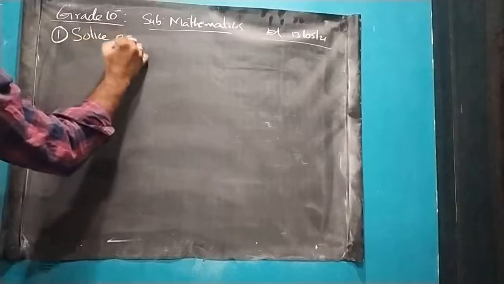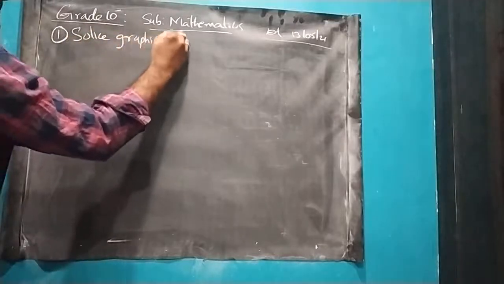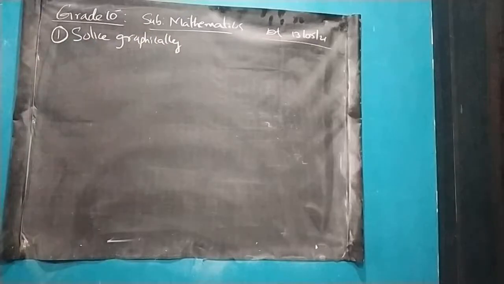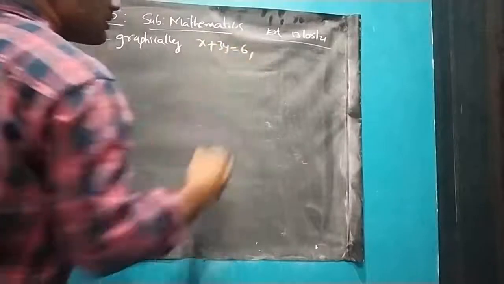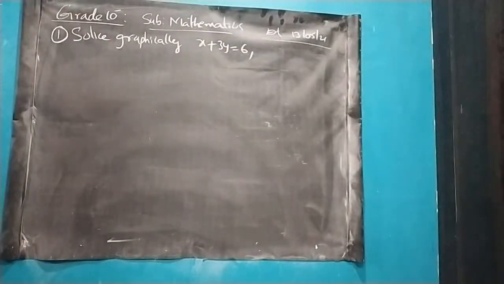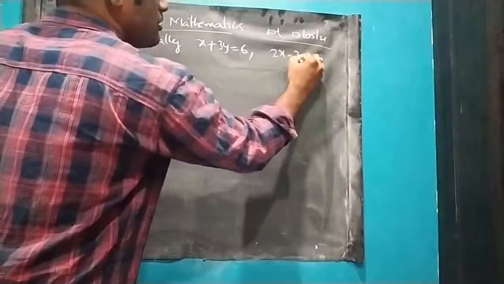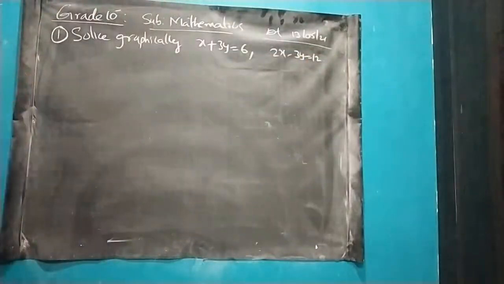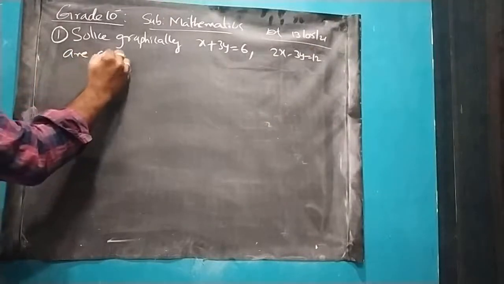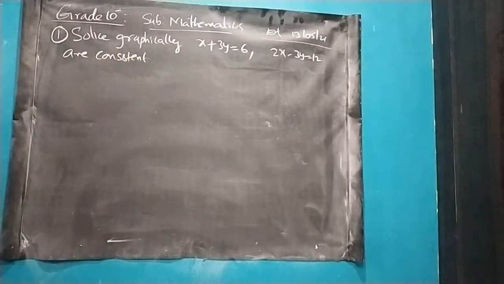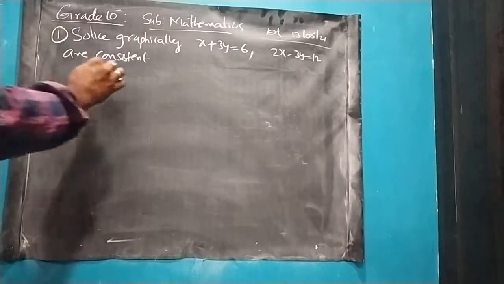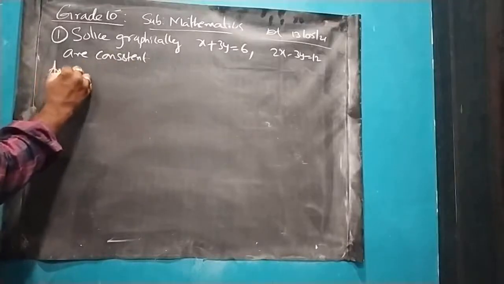So first question: solve graphically x plus 3y is equal to 6 and 2x minus 3y is equal to 12 are consistent. So we have to show that they are consistent. Let me check whether they are consistent or not.